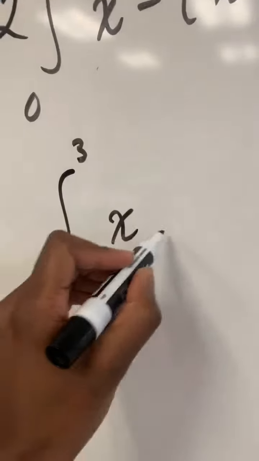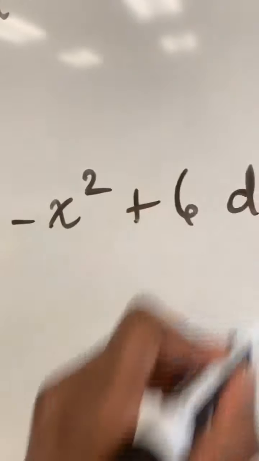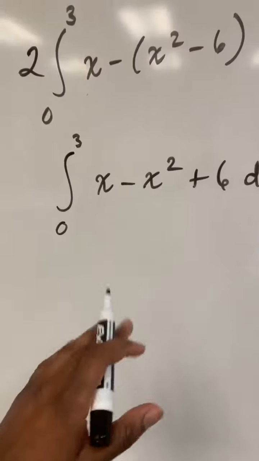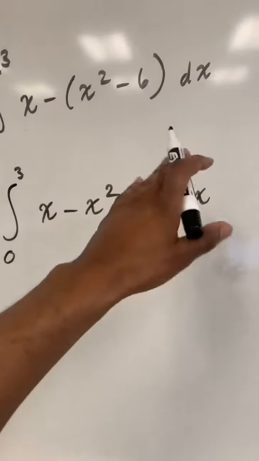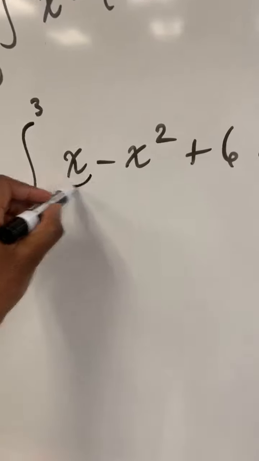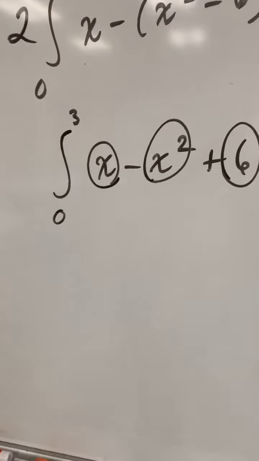And depending on who you are, this stuff might be kind of redundant. You probably already understand this process, but since I'm doing everything by hand right now, I just don't want to skip certain steps. So distribute that negative sign. Now I have a negative x squared. I have a positive 6. And every last one of these, I'm going to get the antiderivative for.